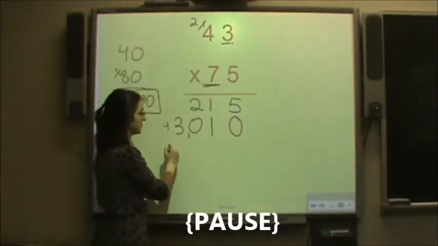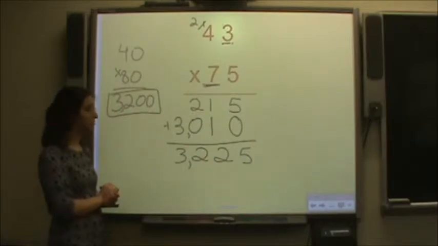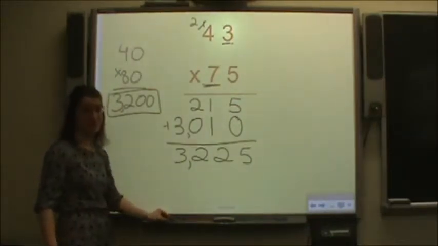Now I'm going to add together my two partial products, so pause your video and do that now. And your answer should be 3,225, which is incredibly close to the ballpark estimate, so I'm pretty sure that I'm correct.